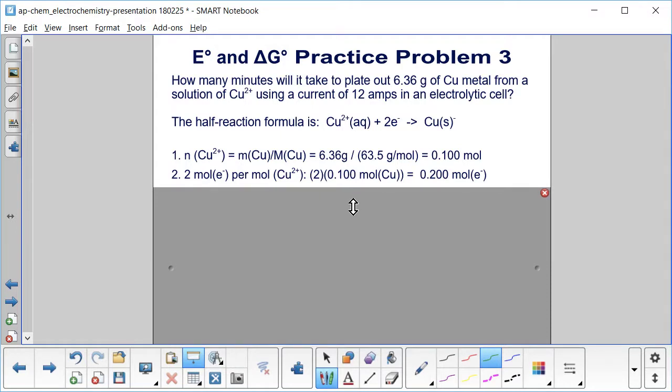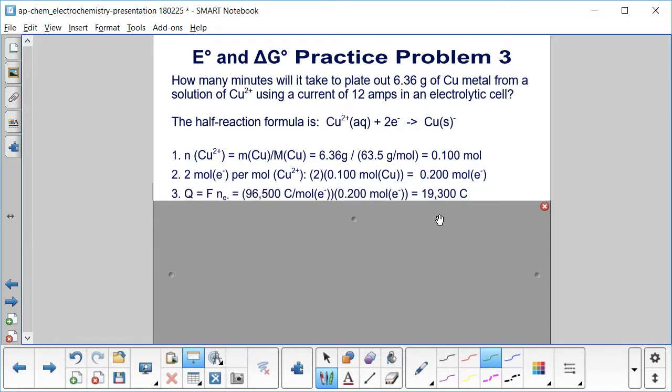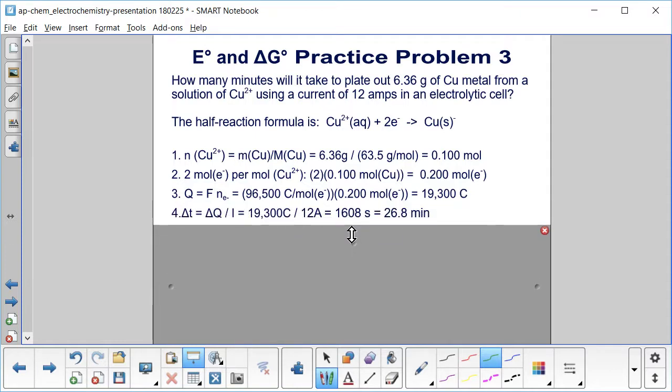And you can see that there are 2 moles of electrons per mole of copper. So if I have 0.1 moles of copper, I need to just double it to find the number of moles of electrons. Then Q, the charge, is equal to the moles of electrons times Faraday's constant, 19,300 coulombs. And then the time is related to the current. It's the charge over the current, 19,300 coulombs over 12 amps is 1,608 seconds or 26.8 minutes.